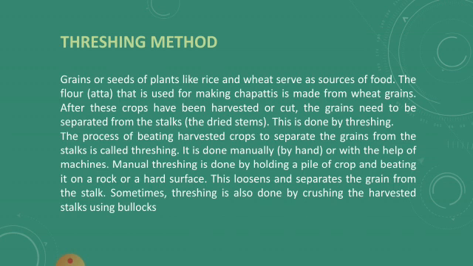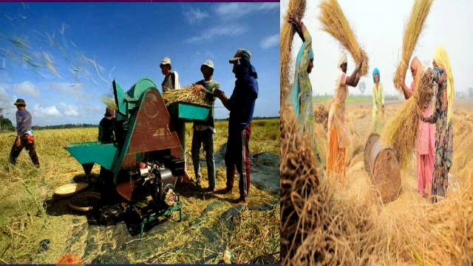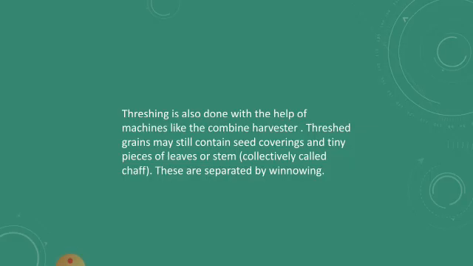Manual threshing is done by holding a pile of crop and beating it on a rock or a hard surface. This loosens and separates the grains from the stalk. Sometimes threshing is also done by crushing the harvested stalks using bullocks. So all are able to understand this method? Okay. This is the threshing method. Nowadays machines are used to separate the grains. Threshing is also done with the help of machines like the combine harvester.